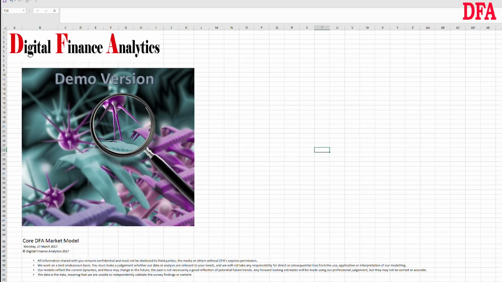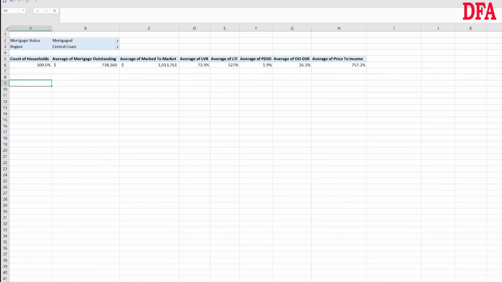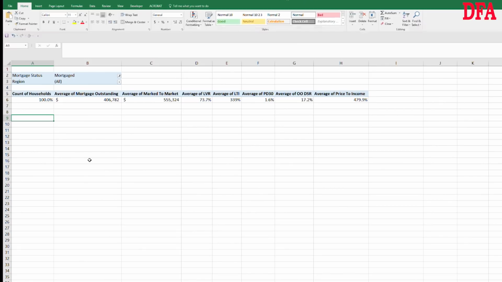We'll switch across to a pivot table view. What we have here is the average output from the model looking at all mortgaged households in Australia. There's 100% of them in the story at the moment. The average mortgage outstanding is based on the surveys that we get from our households. We've marked to market the properties, and that's based on today's values.